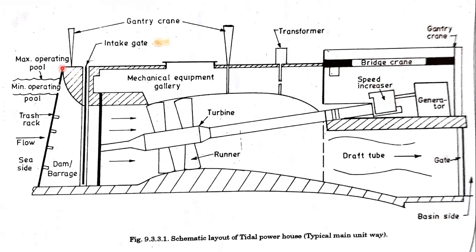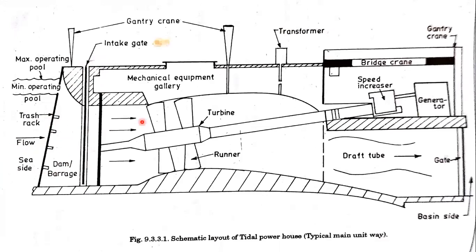This is the level at which the maximum operation is done, and this is the level at which the minimum operation is done. This is the trash rack. The trash in the water will be collected by the trash rack, and this is the flow of the water from the sea level, and this is the seaside, and this is the dam or the barrage. So this is the intake gate. See, observe, this is the intake gate.